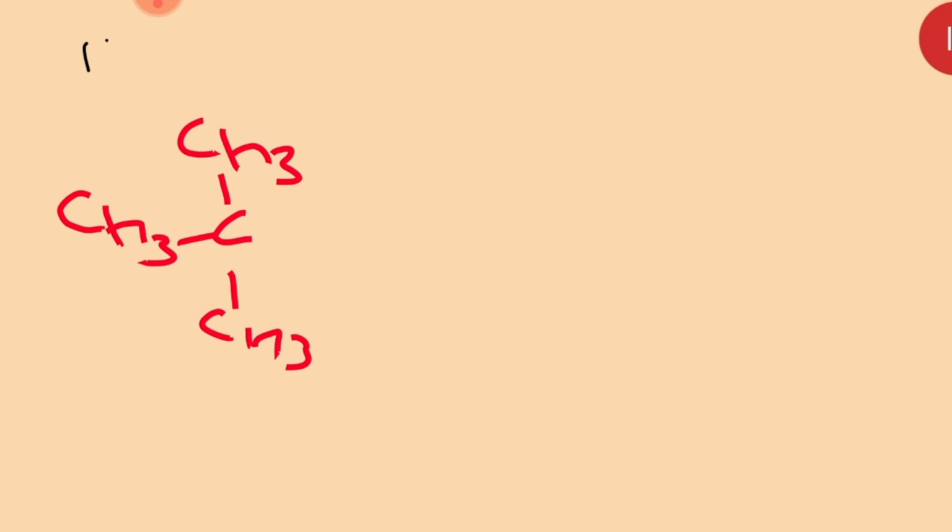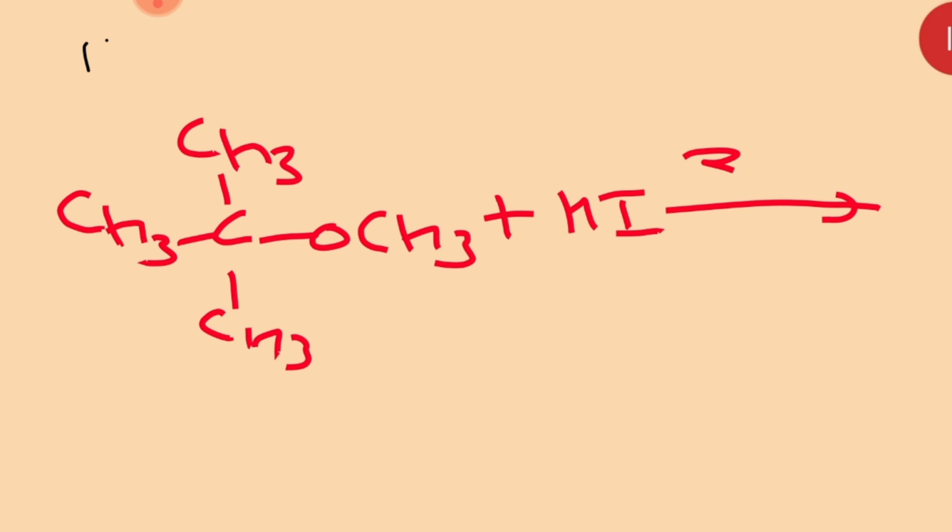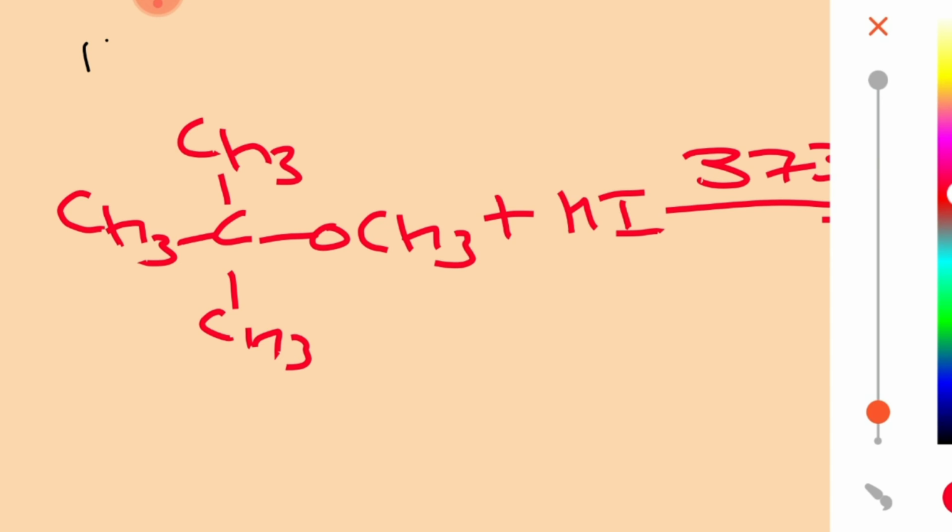Same way. See, this is a very important example. Now what I am going to do for you people: when this one is here, CH3-O-C(CH3)3 plus HI at 373 Kelvin, then what is going to happen over there in this case? But in this case you have to follow the SN1 mechanism.